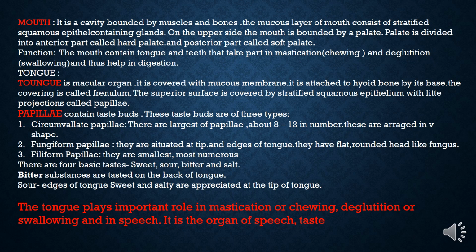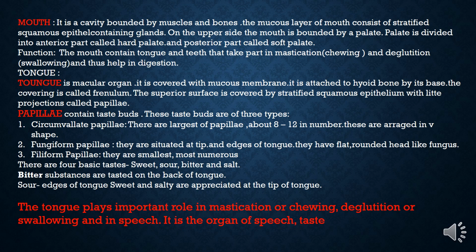The next one is the mouth. What is the mouth? It is a cavity bounded by muscles and bones, a hole-like structure. The mucous layer of the mouth consists of stratified squamous epithelium containing glands. You need to remember that. The upper side of the mouth is bounded by the palate. The palate is divided into the anterior part called the hard palate and the posterior part called the soft palate.